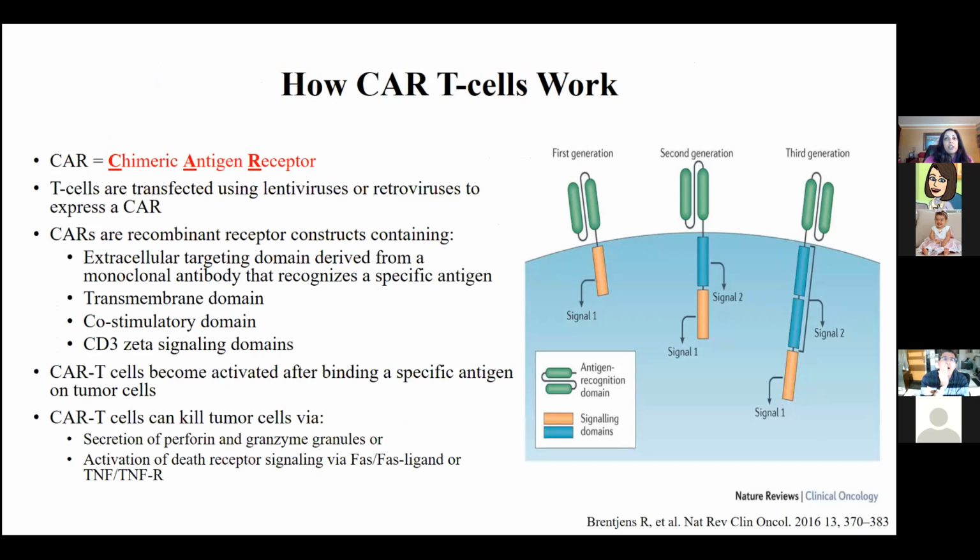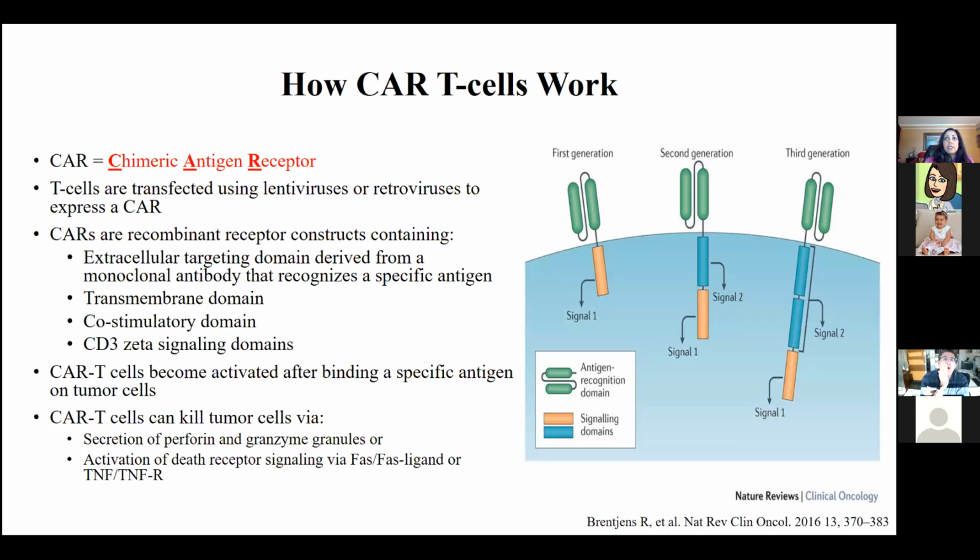There are 3 generations of CARs. The first generation just had this extracellular targeting domain. This is in the green. It had a transmembrane domain and then a CD3 zeta signaling domain. The second generation of CARs, they added on this blue area here, which is the co-stimulatory domain. This helps to enhance both the persistence and the expansion of the CAR T cells.